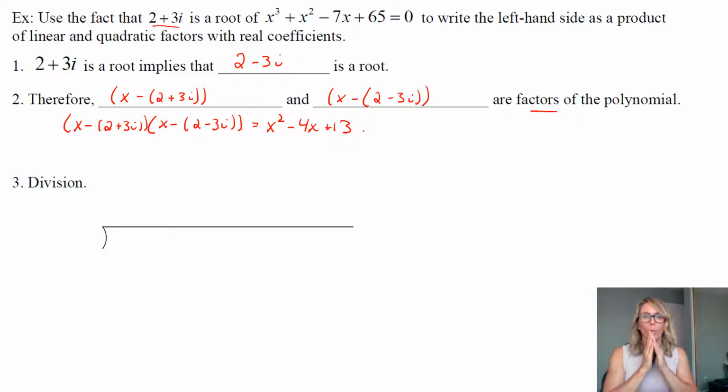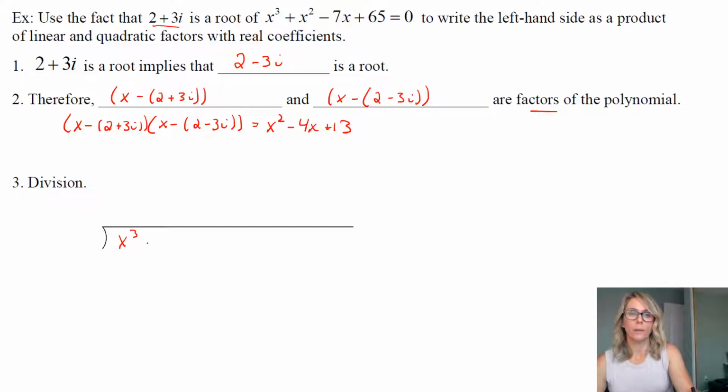Now, what we now know is that this quadratic is a quadratic factor of the left side of that equation. So we can understand that there should be one more factor that is linear, because we're now at x squared and our left-hand side is x cubed. So there's one more thing that we're looking for here. And the way to find that would be to do division.